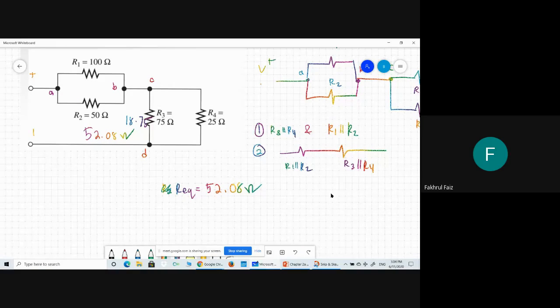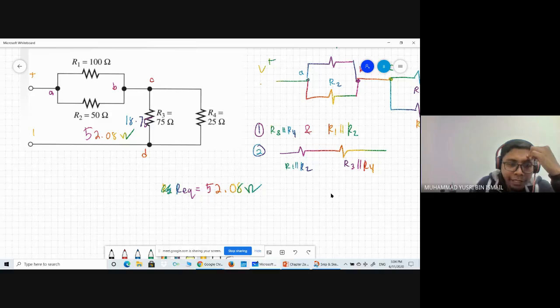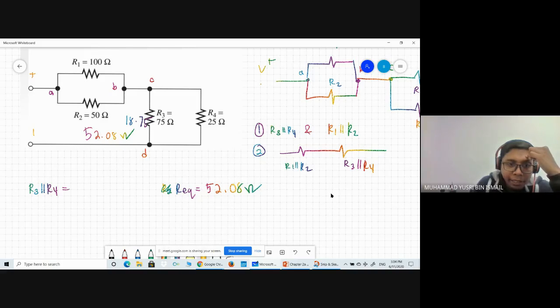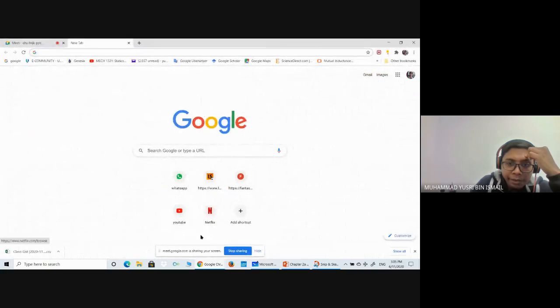Saya Fakrul Faiz. Okey Fakrul, pertama sekali kita parallelkan R3 and R4. Betul. Okey. Jadi kita 75 kalikan dengan 25 divided 75 tambah 25.